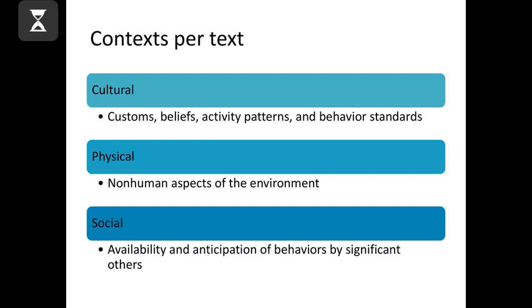Physically, when we look at physical, we look at the non human aspect. So, an example the text gives: a child who lives in a 2-story house will learn to ascend and descend stairs earlier than someone who lives in a single family house, most likely, or a 1-floor house.